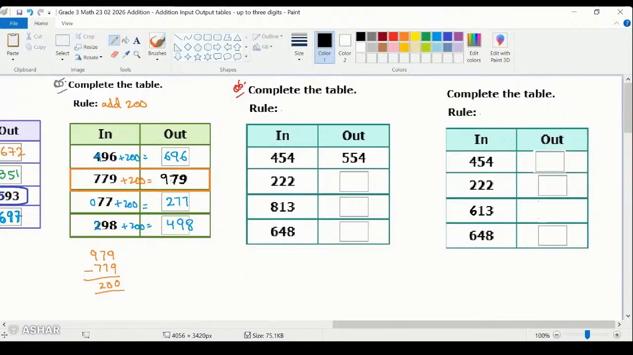Yes, add 100. The rule is add 100 because we can see the difference between these two numbers. This 100 was 4, this is 5. That means we added 100. So we add 100 to each number. 2 plus 1 is 3 hundreds, 322. 8 plus 1 is 913. And 6 hundreds plus 100 is 748.